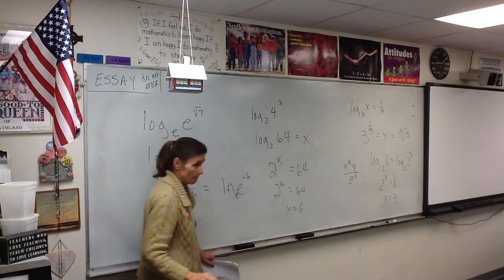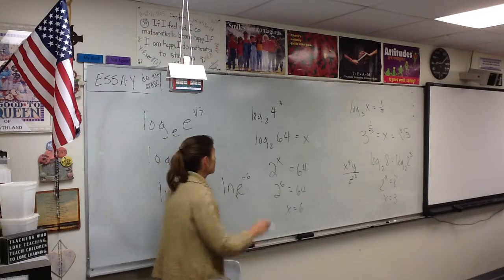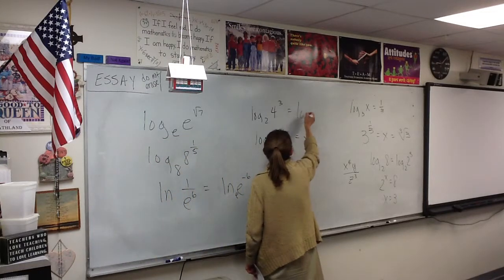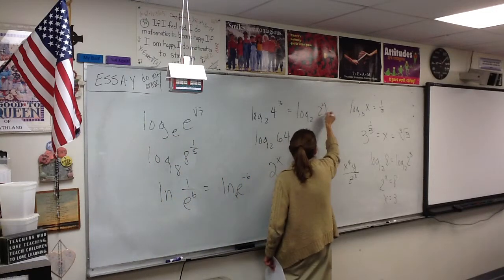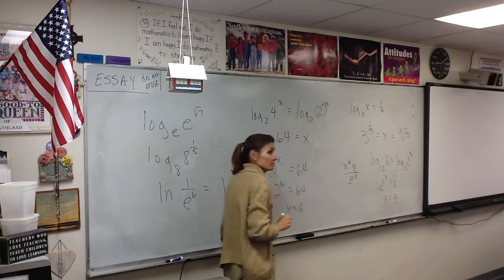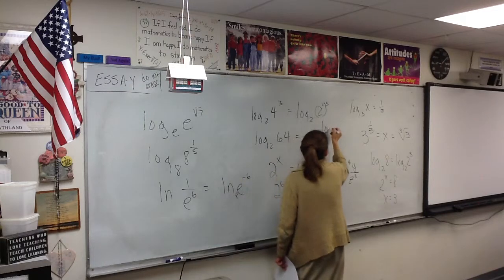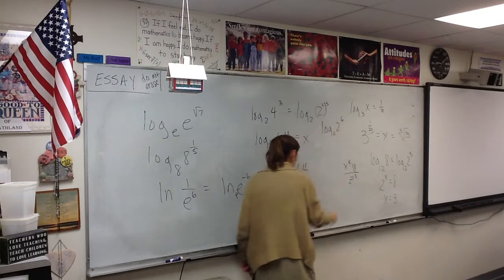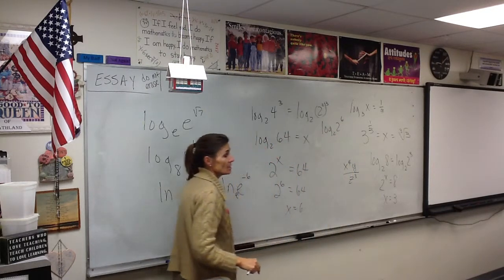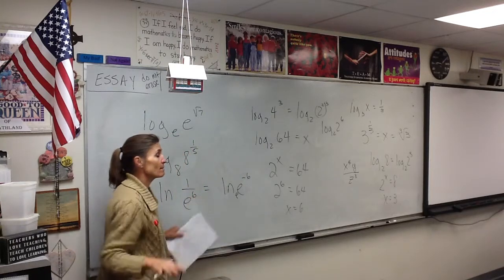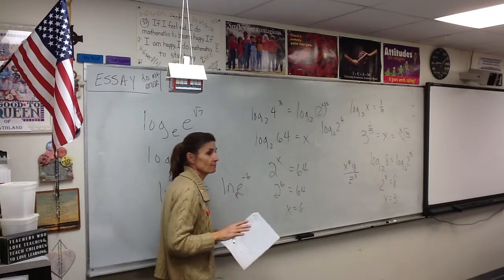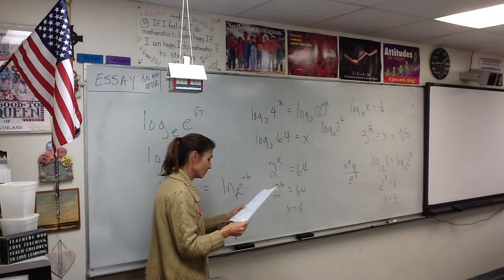Can you break down the 4? Yep, you could have, right from the beginning, said this is the log base 2 of 2 squared cubed. And 2 squared cubed would be 2 to the 6th, so the log base 2 of 2 to the 6th is 6. Again, you need to do it the way that makes sense to you. The answer is 6. Somehow get 6.